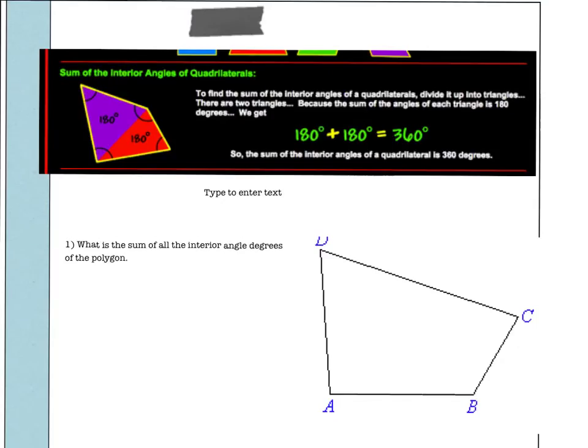Here you see it represented again. So just to reiterate and explain one more time, to find the sum of the interior angles of a quadrilateral, divide it up into 2 triangles, as you see here, the purple and the red triangle. There are 2 triangles. And because the sum of the angle of each triangle is 180 degrees, we get 180 plus 180 equals 360. So the sum of the interior angles of a quadrilateral is always equal to 360 degrees.